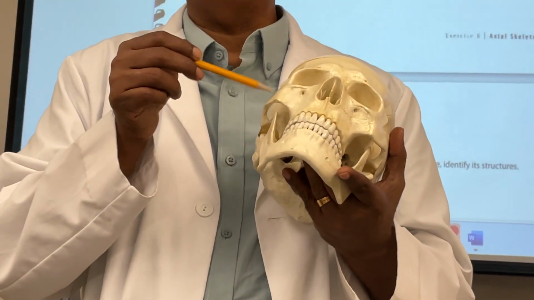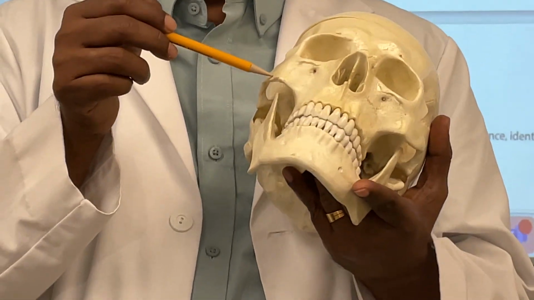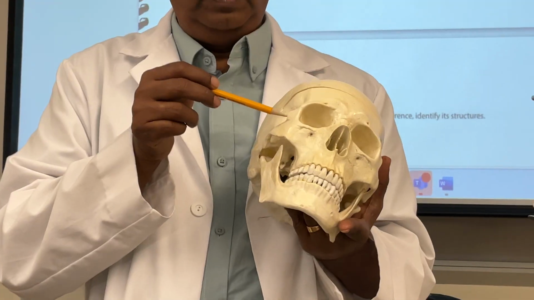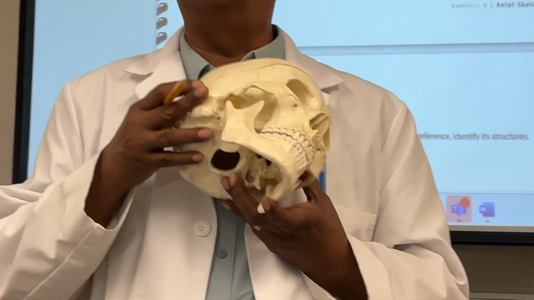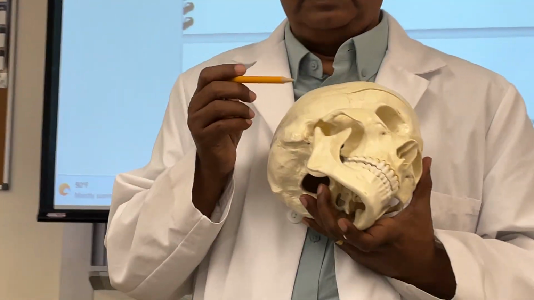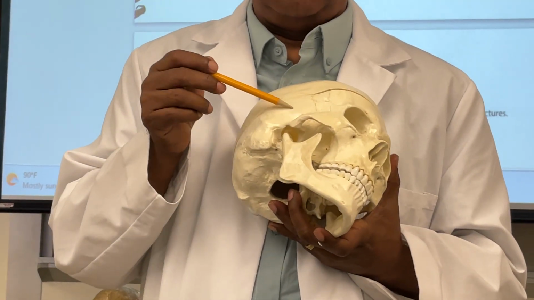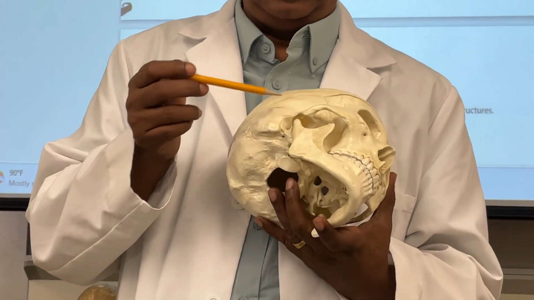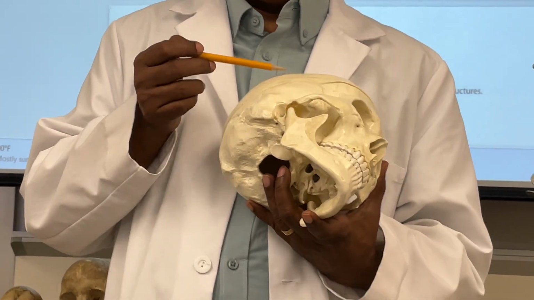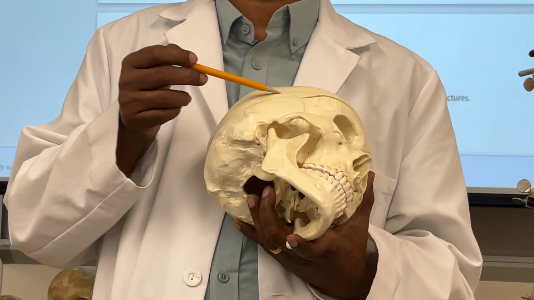This is the cheekbone, which is called the zygomatic bone. So zygomatic bone is attached here to which bone here? Temporal bone. So this is the temporal bone. Temporal bone is attached to the zygomatic bone through this process, and temporal bone is attached to the parietal bone through this suture. What is that called?